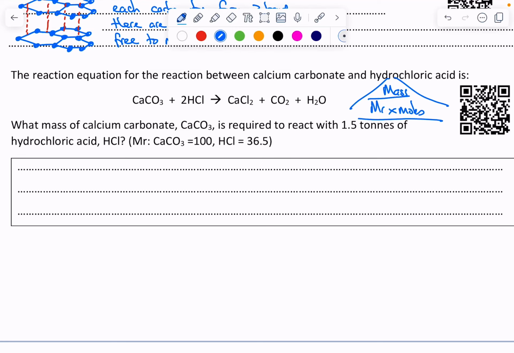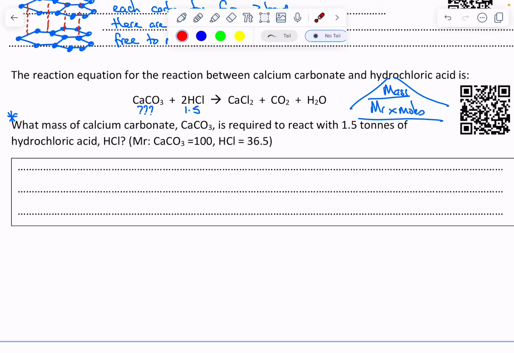So this is a reactive mass calculation, and the first job is to read this part of the question very carefully and transfer the information to the equation. So the question says, what mass of calcium carbonate, it's going to try and find the mass of that, is required to react with 1.5 tons of hydrochloric acid, which is the HCl.